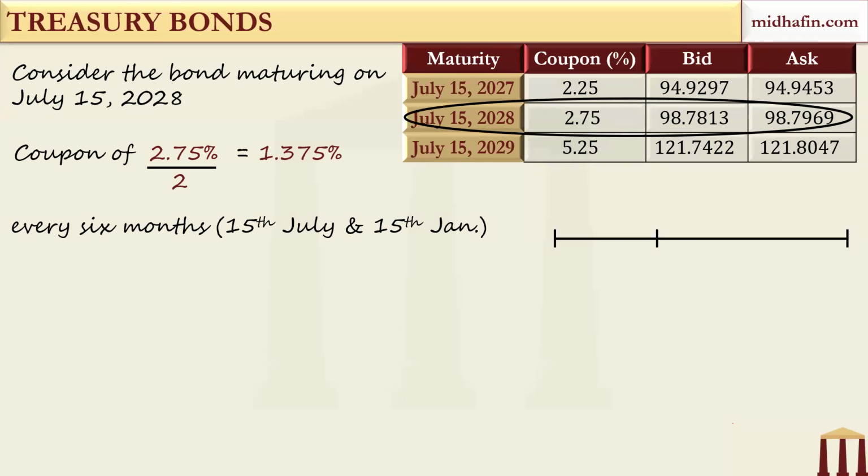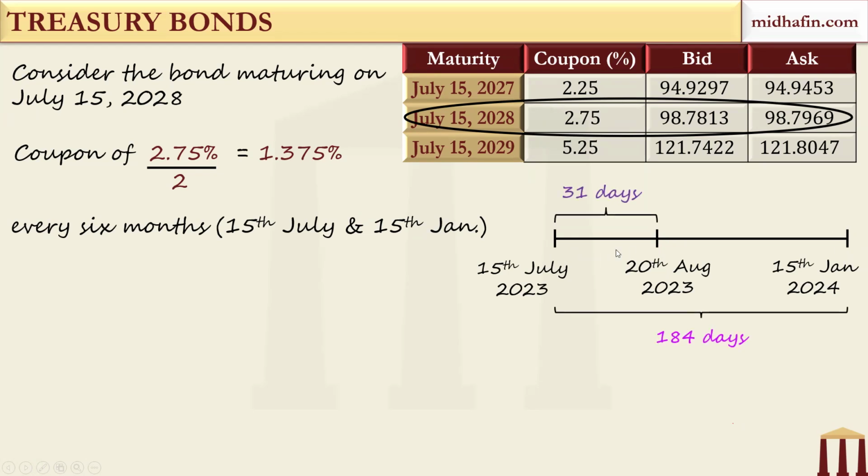Now the task is to identify the number of days. Here I have the 15th of July. Today is 20th of August. Last coupon payment date was 15th of July, and next coupon payment will be on 15th of January. I have to find out the accrued interest for this time period from 15th of July to 20th of August. When we do the calculations, we will see that the number of days between 15th of July and 20th of August is 31.